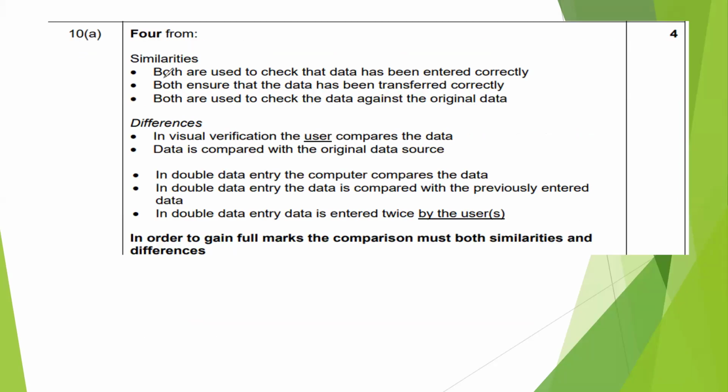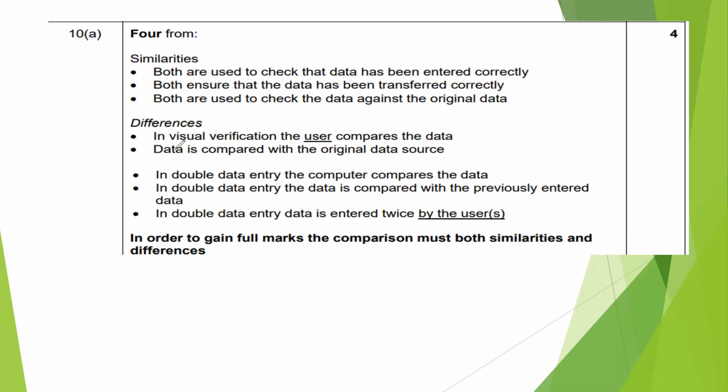So similarities are, both are used to check that data has been entered correctly. Either you can do double entry, or you can compare with visual. Checking from the document and checking on screen. Both ensure that data has been transferred correctly, and both are used to check the data against the original data. So whatever data you have right now can be compared with the original data.